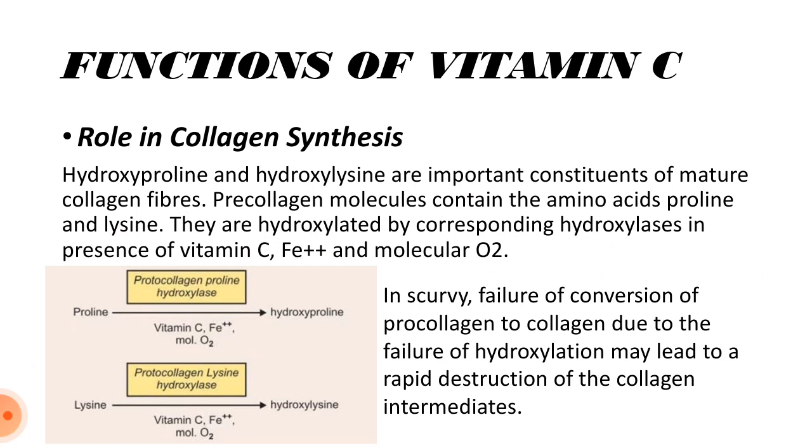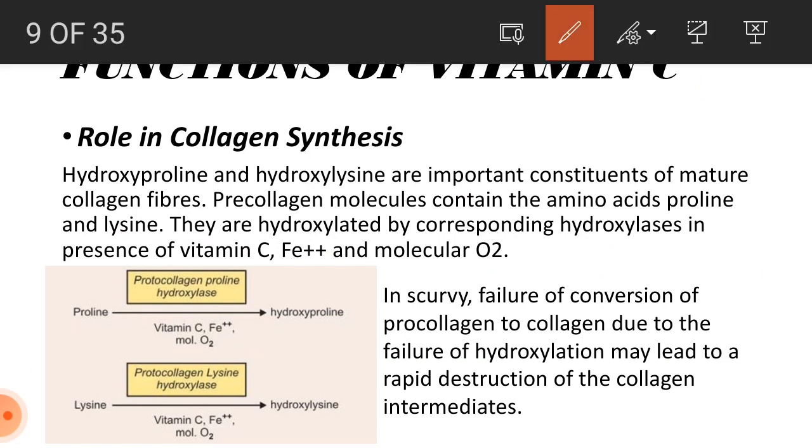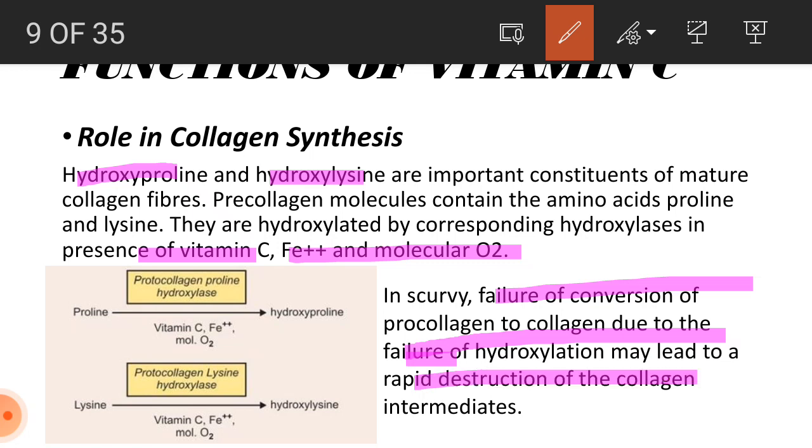Let's look at the functions of vitamin C. First of all, it plays a major role in collagen synthesis. Hydroxyproline and hydroxylysine are important constituents of mature collagen fibers. Pre-collagen molecules contain the amino acids proline and lysine. They are hydroxylated by corresponding hydroxylases in the presence of vitamin C, Fe2+ and molecular oxygen. In scurvy, failure of conversion of pro-collagen to collagen due to the failure of hydroxylation may lead to rapid destruction of the collagen intermediates.